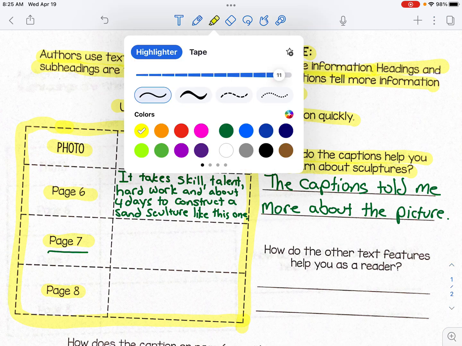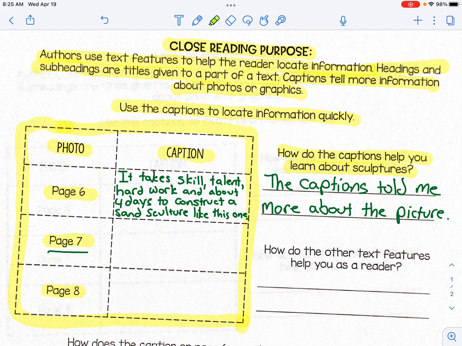So if you were to make a caption for page 7, I want you to write in this box what it would say. Look at what's going on in the picture. Go ahead and read the paragraph underneath. What would you write as a caption for page 7? Okay, and then look at page 8. They did include a caption there. So you're going to go ahead and include it over here.